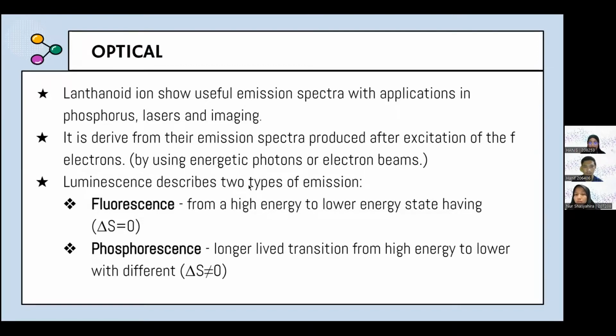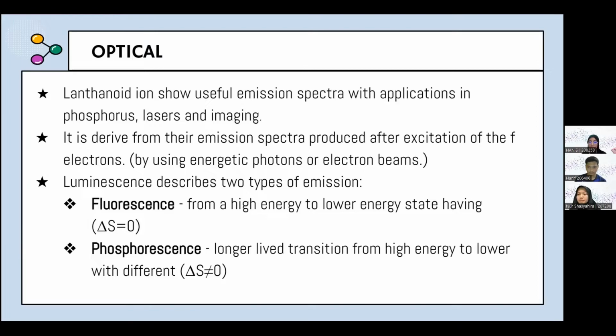There are two types of emission. Firstly is fluorescence and secondly is phosphorescence. Fluorescence is from a high energy to a lower energy state having the same spin multiplicity, which is delta S equal to 0. In other words, if the two emitting and receiving levels have the same spin, the process is allowed and it is a pulse.